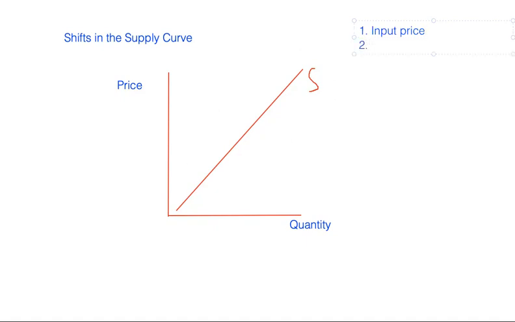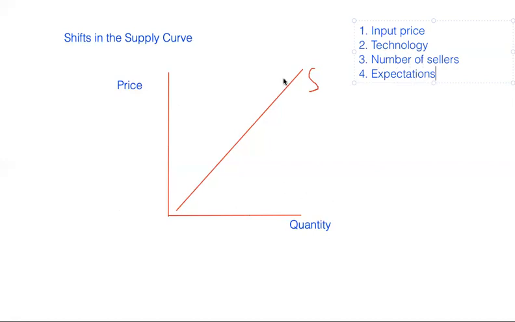The second thing is technology. So if there's a change in technology, that's going to affect the supply curve. And specifically because the production of the good will most likely become more efficient. And so because of that, the supply curve will shift. The third item is the number of sellers in a market, which makes sense. If there are more people producing the good or less people producing the good, the supply curve most likely is going to shift. Finally, number 4, expectations.